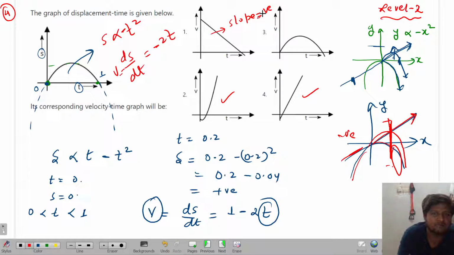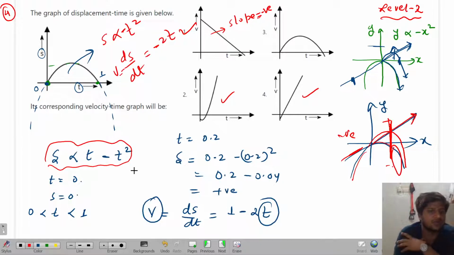Slope is negative for this graph. Try to see, this velocity is negative, and that means the slope is negative, and here also the slope is negative. So option 1 is correct. Got it or not? Using two ways you can think about this problem. You can either write the whole equation of displacement, the whole equation of this graph, or in the simplest way you can try to think over it.